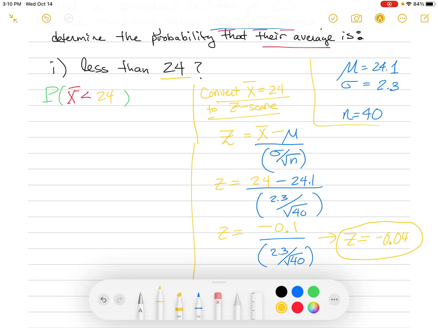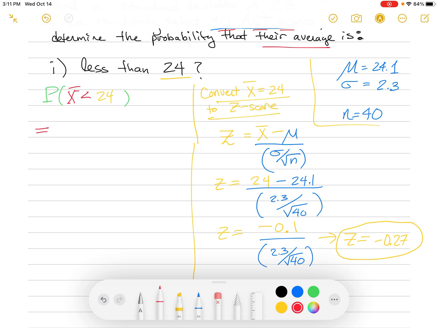I got something different that time. Now I got 0.27. Let me plug it in my calculator one more time. Negative 0.1 divided by parentheses 2.3 divided by the square root of 40. Okay, so the correct calculation should be minus 0.27. So put that correctly in your calculator. You take negative 0.1, then parentheses 2.3 over the square root of 40.